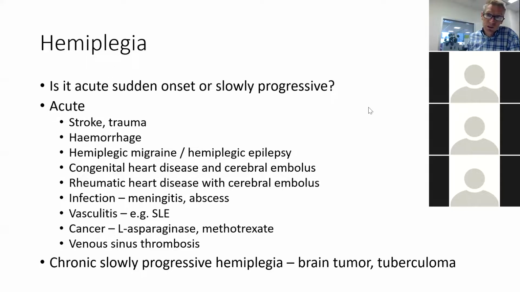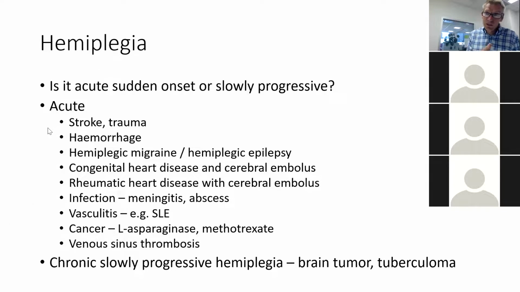So sometimes hemiplegia will be of gradual onset over several days or a week or more. A brain tumor or tuberculoma may cause something that's more slow onset, but there are lots of different causes of acute onset hemiplegia, such as a stroke or trauma or a hemorrhage. There's lots of different causes of hemiplegia, and I won't go through them all.